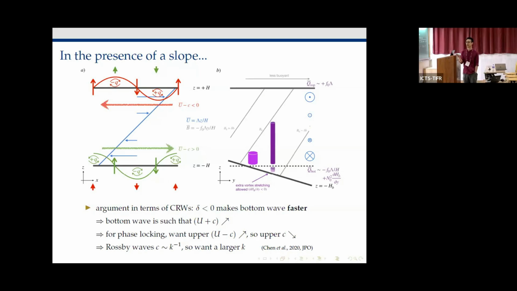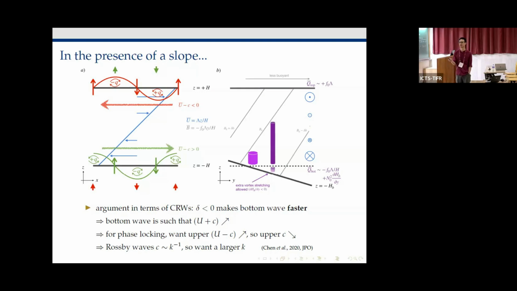In a sensible frame of reference, the relevant phase speed on the bottom is u plus c. The one at the top is u minus c, but this is the one going left. If you increase the background PV gradient, the u plus c has to increase. For phase locking, you want phase speed matching, so the u minus c has to increase on the top. The problem is that your u cannot change, so the only way for this to increase is if your c decreases. If these are Rossby waves, then c goes like 1 over k, the wave number. So what you want is a larger k.